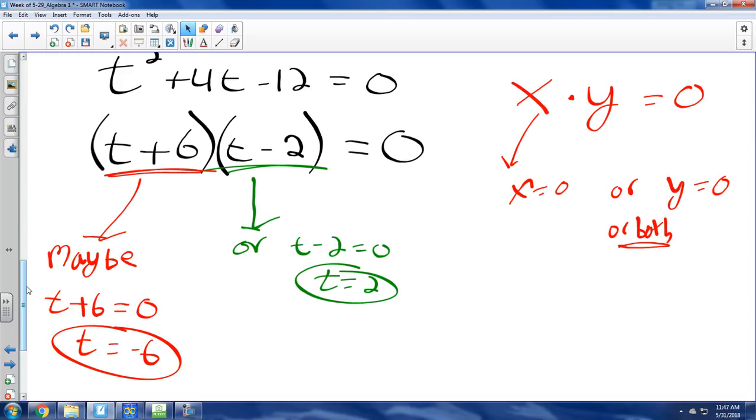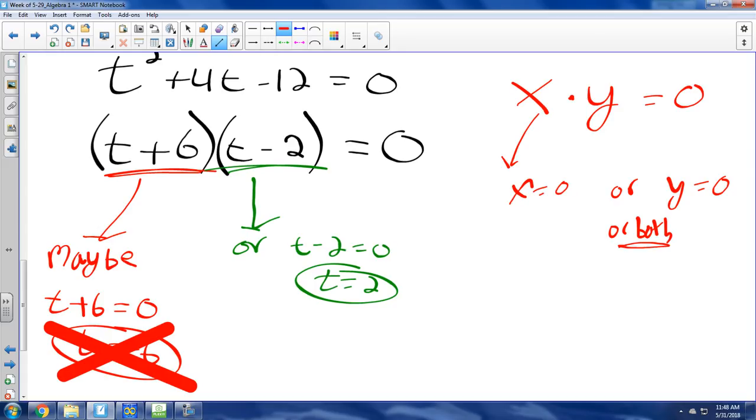How does that sound to you? Very bad. That does not make a lot of sense to me. It shouldn't make a lot of sense to you. So t equals negative 6 is what's called an extraneous solution. We toss it.